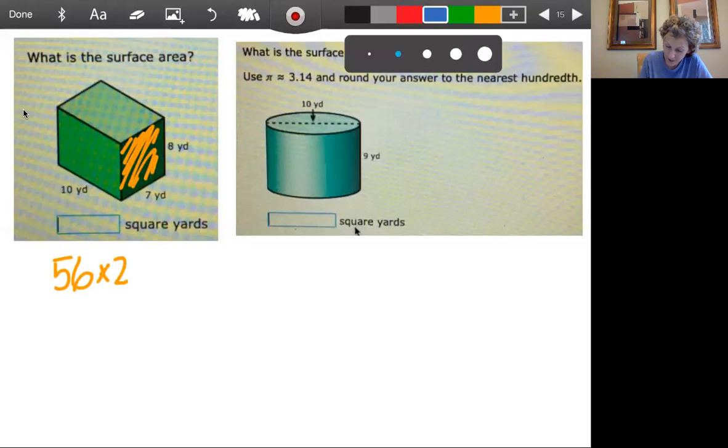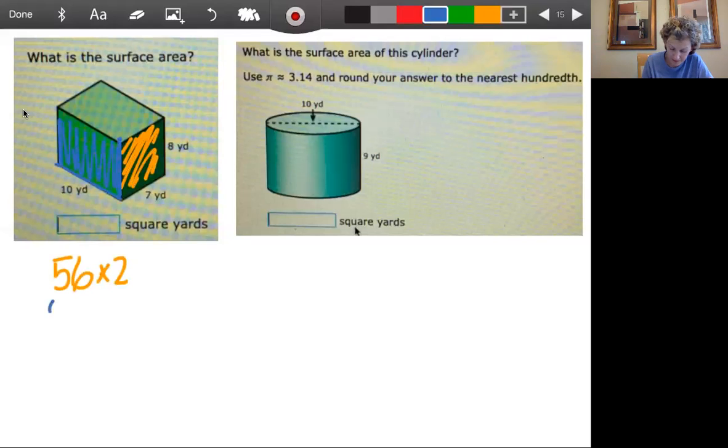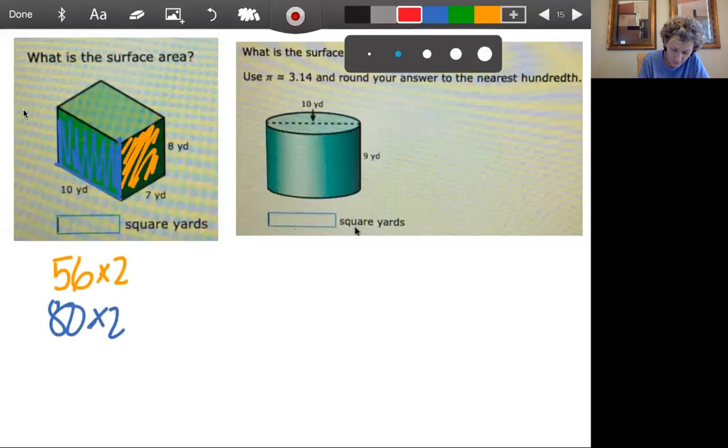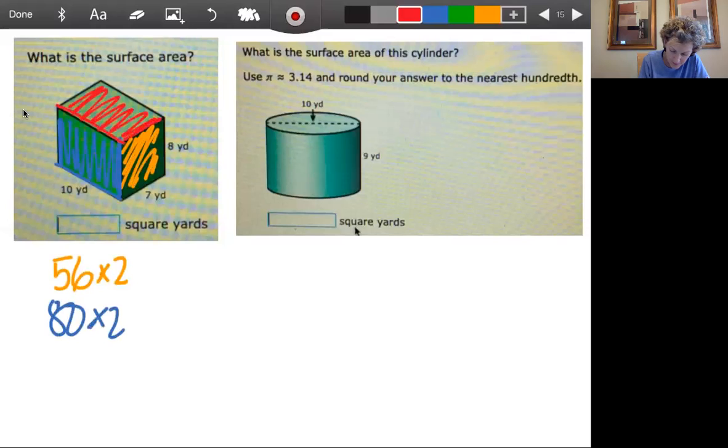And then I'm going to have the area of this side here. And do you notice that that's 10 times 8? And that'll be 80. And again, there's that front and the back. So it's 80 times 2. And then we have the top. And that's going to be 10 times 7. You see the dimensions are 10 times 7. So that's 70. And guess what? The bottom is also 70. So it's 70 times 2.